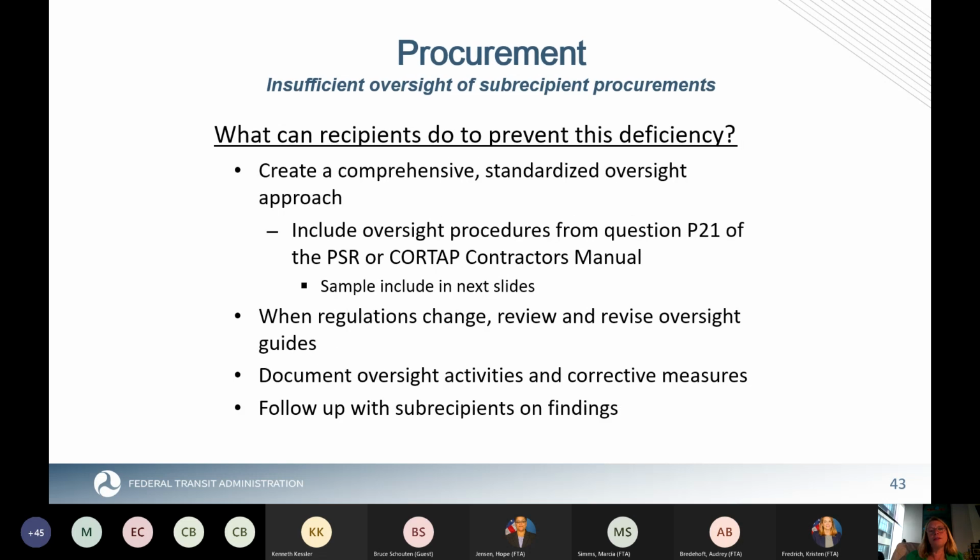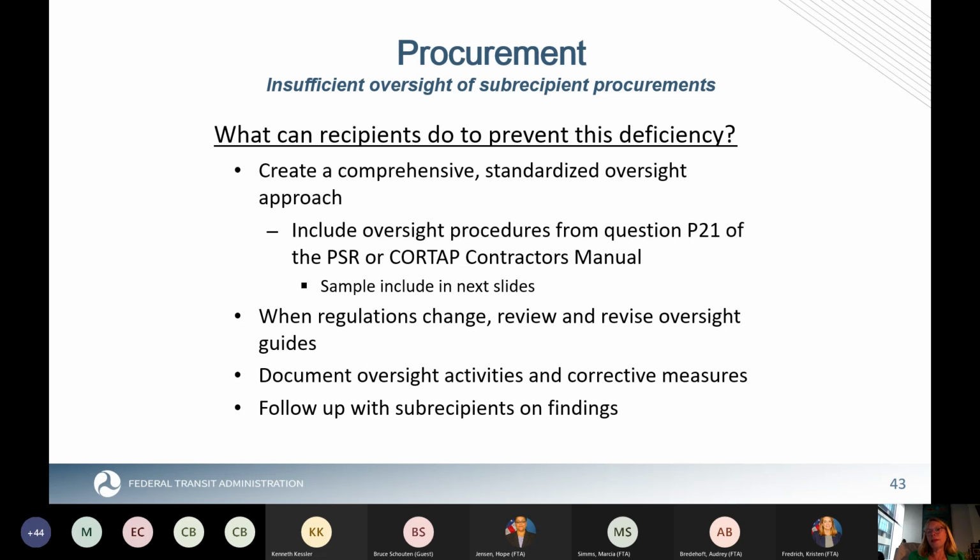So what can you do to prevent this deficiency? So create a comprehensive standardized approach. Include procedures from question P21 of the PSR or CORTAP manual. We have a sample of that we've turned into kind of a checklist on the next slides. When regulations change, review and revise your oversight guides. Document that you've done not just the oversight, but taken the corrective measures, and follow up with your recipients to make sure that the next time you come out, you don't have the same deficiency also.